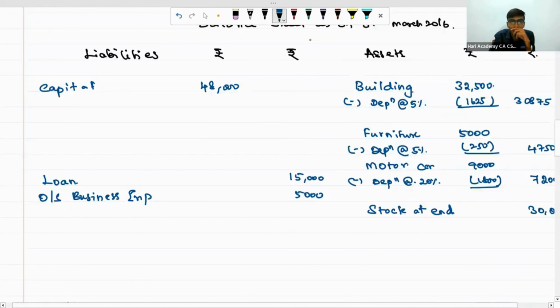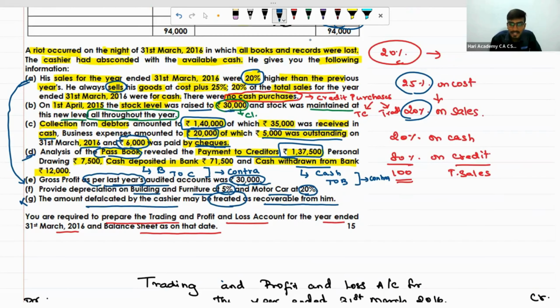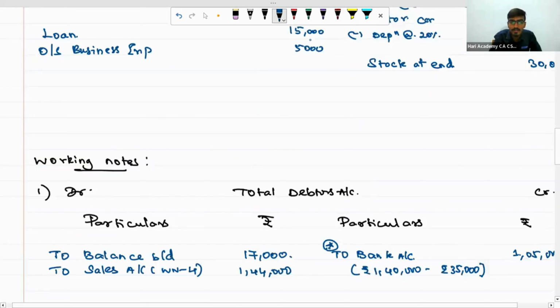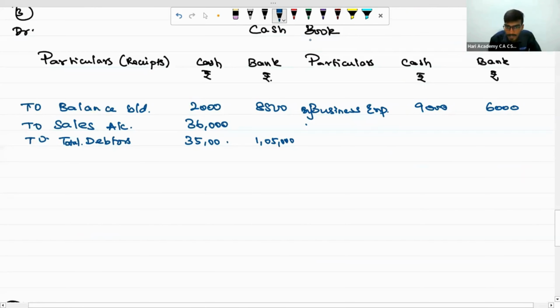Okay. Next. Once that has been done, then payment to creditors. Yes, we have one more adjustment towards this part. Payment is now done to the creditors. What is the value? 1,37,500 is the value we need to put.